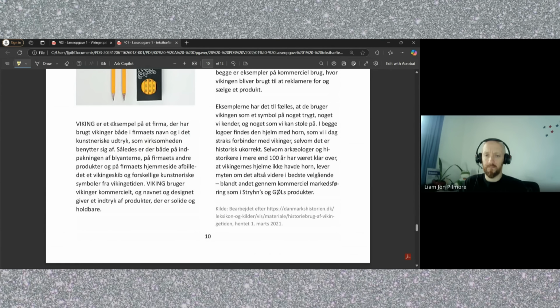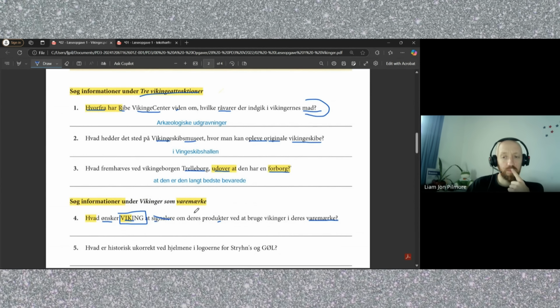Now it's going in a bit more detail about Viking. Et eksempel på et firma, der har brugt vikinger både i firmaets navn og i det kunstneriske udtryk. So they've used it both in their name and also their artistic expression. I see the word produkter down here. What was our keywords? Produkter. There's a keyword.